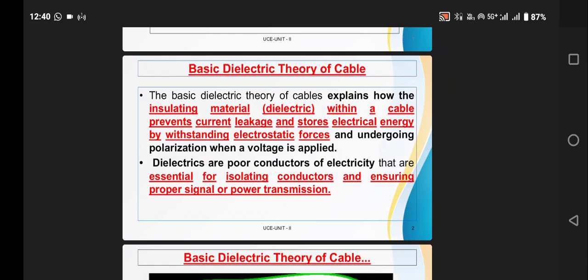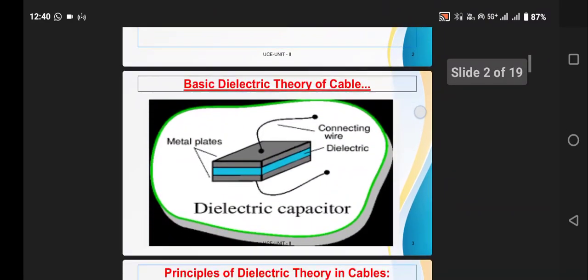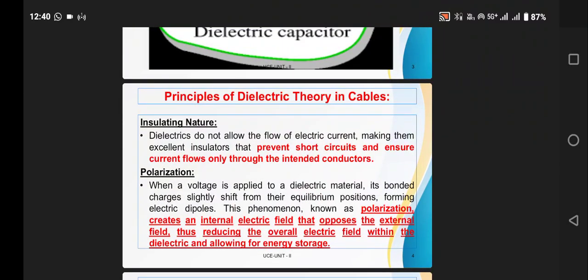Dielectrics are poor conductors of electricity that are essential for isolating conductors and ensuring proper signal or power transmission. The dielectric of a capacitor is represented in this diagram. Principles of dielectric theory in cables.